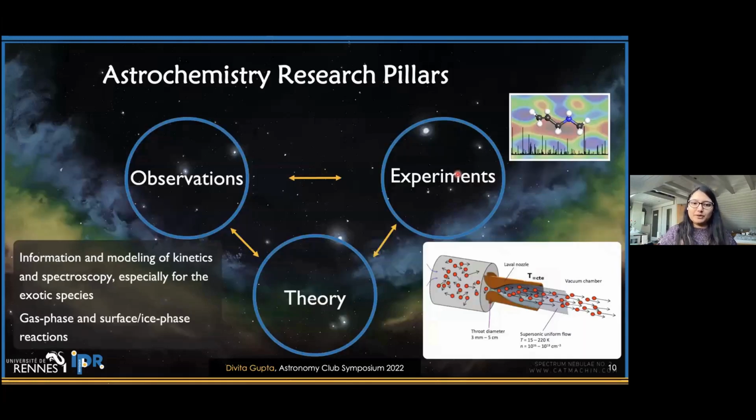So we have these three pillars, okay? We have the observations, which tell us what species are there, and then we identify them. And we can also measure the abundance of the species from the observational data itself, okay? Then we have theory and experiments, which also go hand in hand, talking about the astrochemical modeling and also understanding the kinetics and spectroscopy parameters.